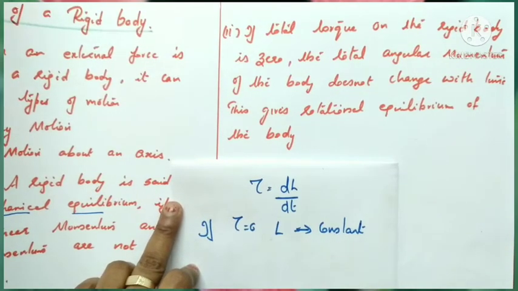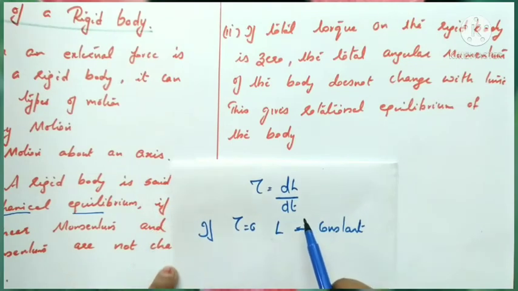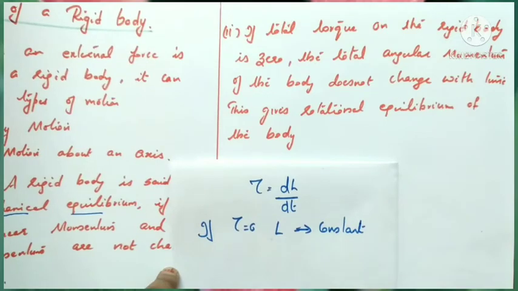What is the condition for translational equilibrium? Net force is equal to 0, linear momentum remains constant. What is the condition for rotational equilibrium? Net torque equal to 0, then angular momentum remains constant. So this explains the mechanical equilibrium of a rigid body.